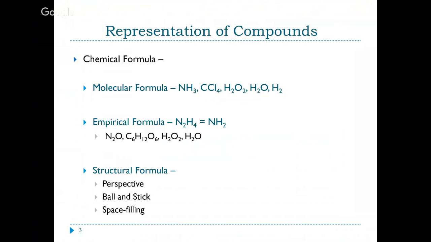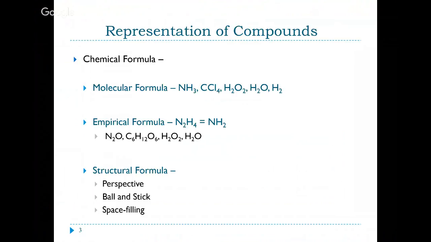So how can we represent compounds? Well, your chemical formula is your simplest type of formula, and that is going to tell you the number and type of particular atoms that are present. Your number of atoms are always shown by a subscript, and then your atom itself, what element that represents, is by its one or two letter symbol.